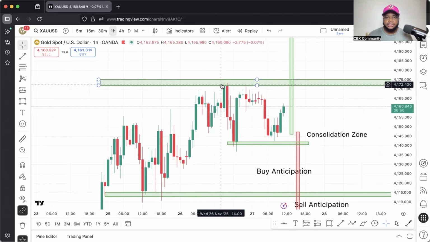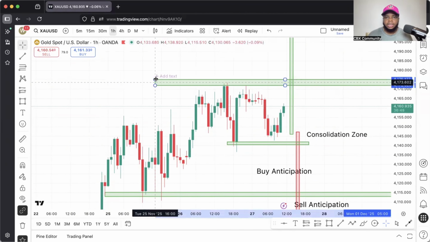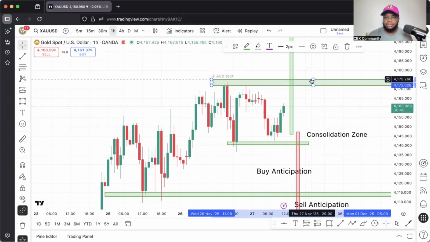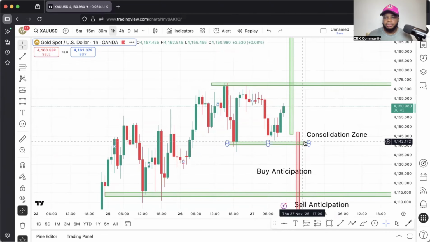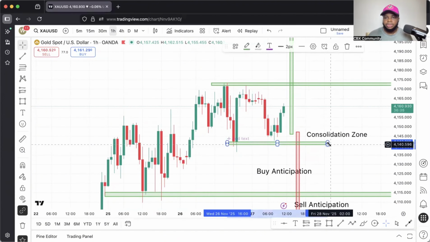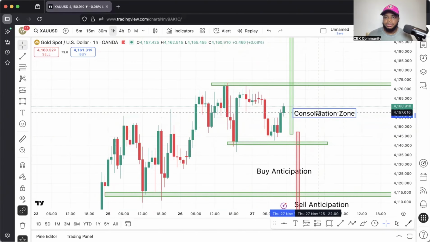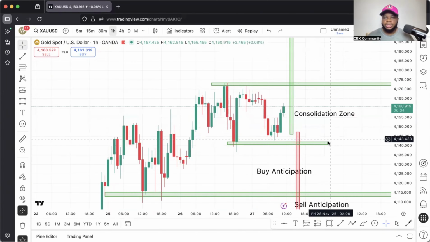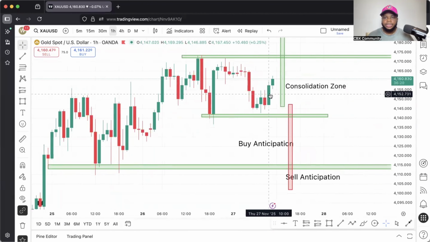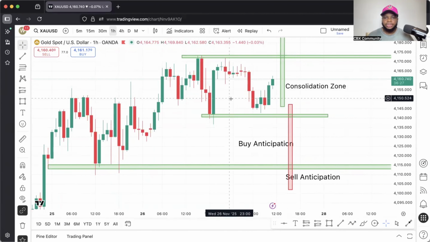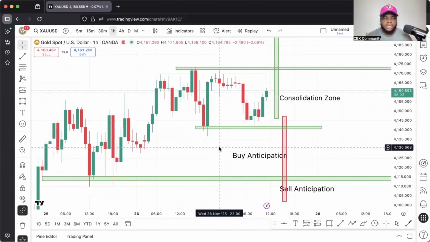So that means this is our recent resistance zone, while this is our recent support zone. If this zone is considered a consolidation zone, so from this resistance zone down to this support zone is considered a consolidation zone, then we are not supposed to do anything.